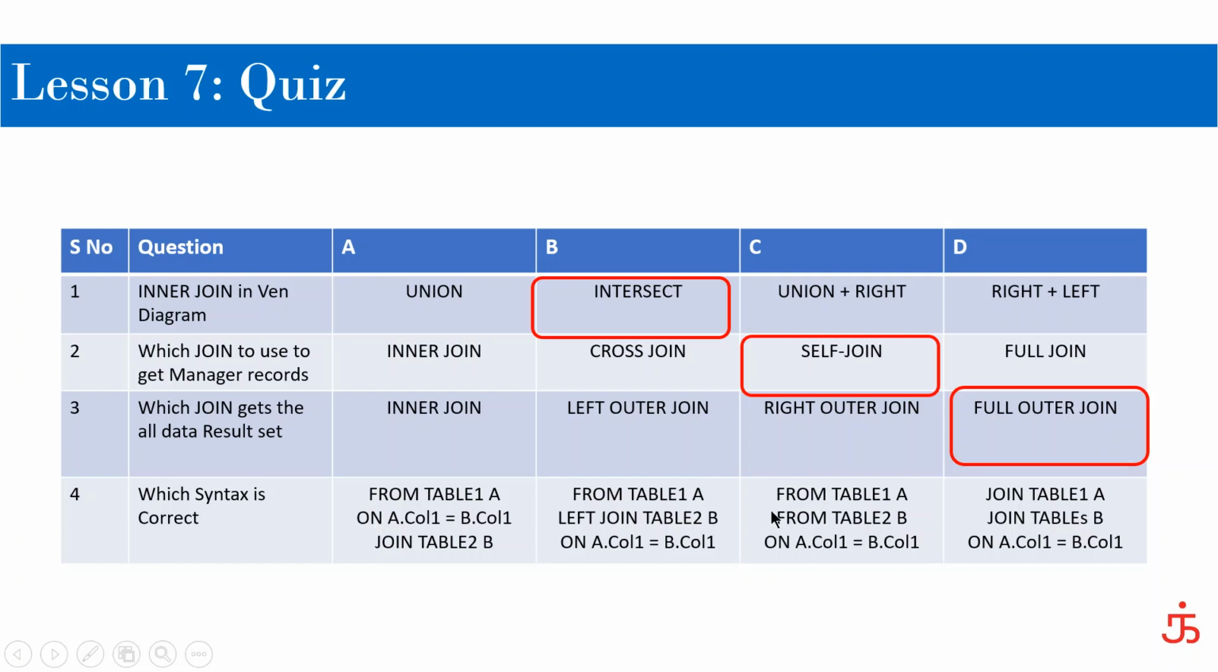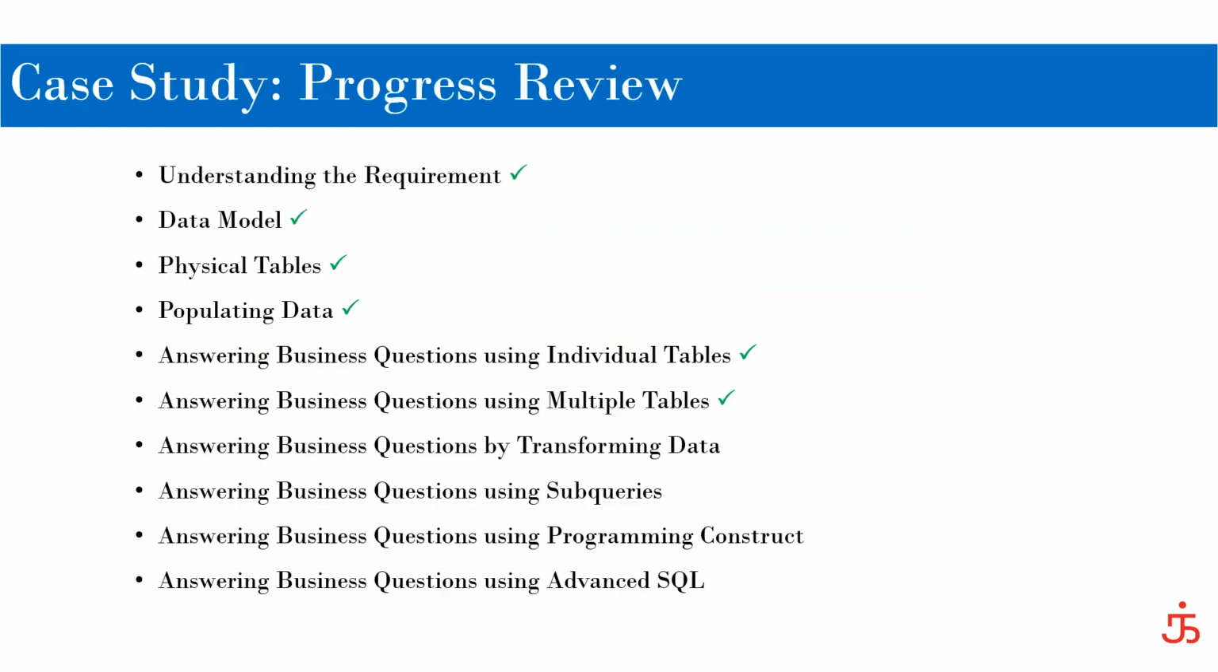From table: we cannot have from more than once. From we can have only once. The second should have been a join condition. Similarly, we need to have at least one from. So the right answer is B. The syntax is from table A and then join, any join, table B and on join condition. That's the right syntax.